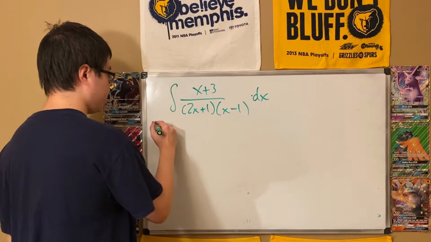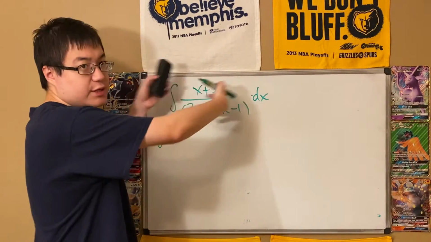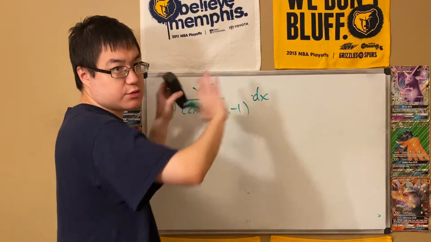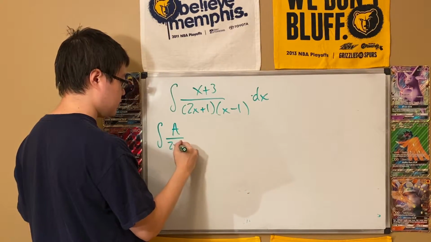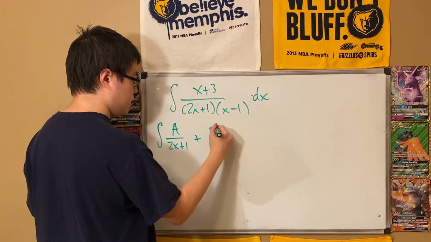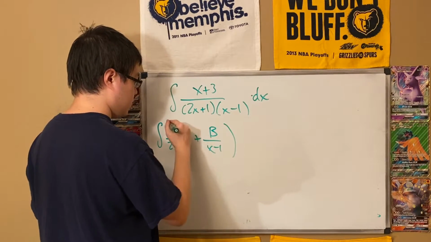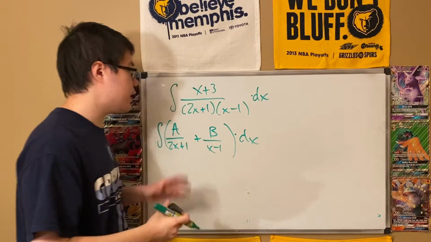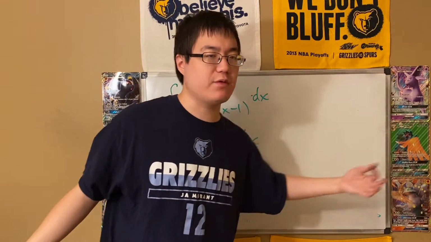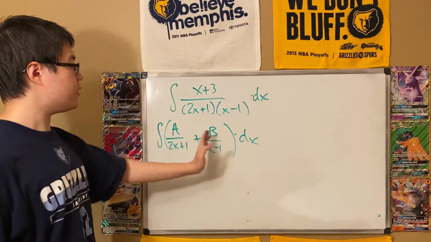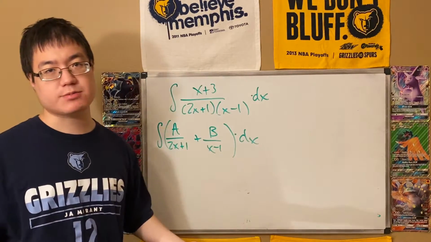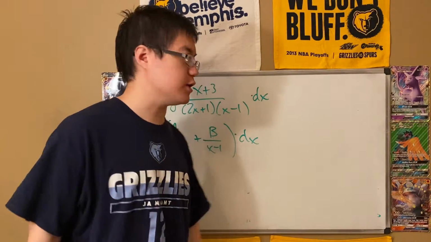And again, what will be our eventual goal is to split this guy up. These two guys don't like each other, so we're going to keep them away from each other. It's going to be a over 2x plus 1 plus b over x minus 1. But unfortunately, for legal reasons, we're not allowed to just split up the fraction however we want. We do need to make a and b particular numbers so that when you add these two fractions together, you will get x plus 3, and that's the system of equation business.